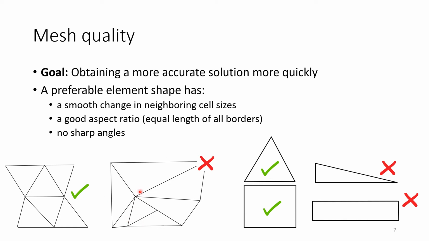Here I have a strong contrast in element size. That's something that's not good. Also, what you want to have is an aspect ratio, so a ratio of the length and width of each body. Then this is close to 1, right? So having all lengths equal. And you want to avoid sharp angles and stuff like this, which comes with a bad aspect ratio.